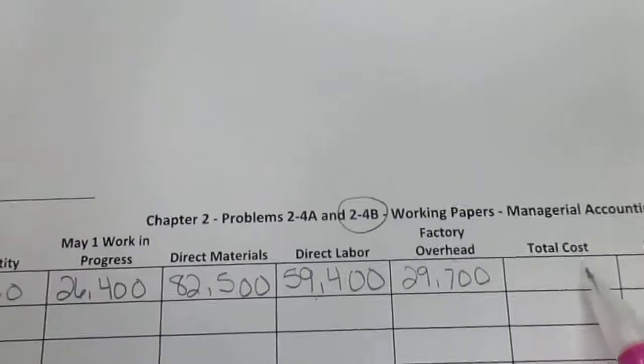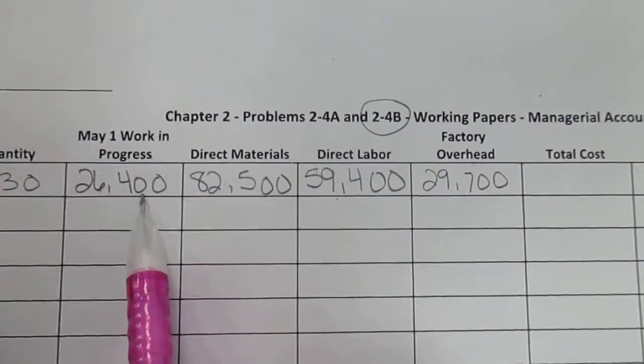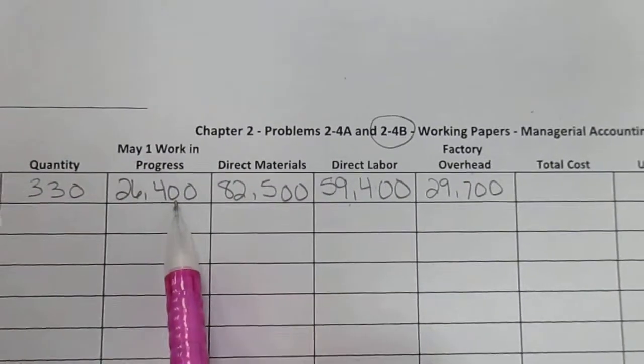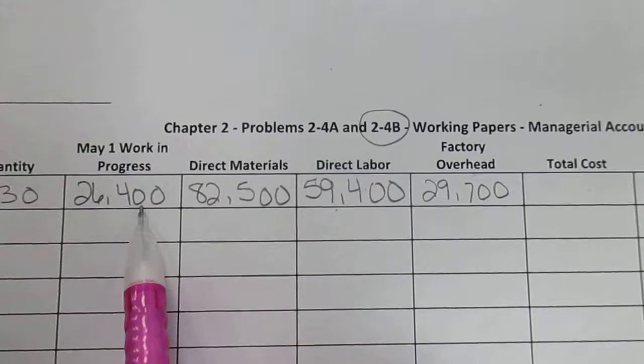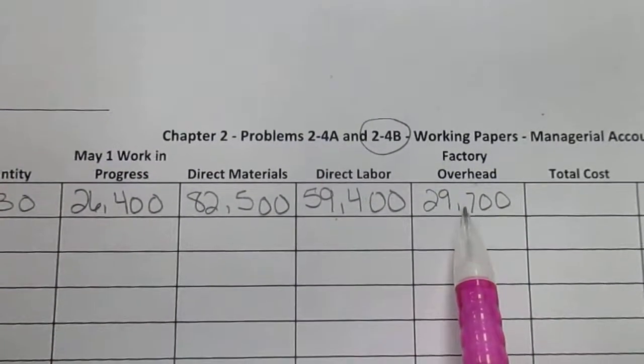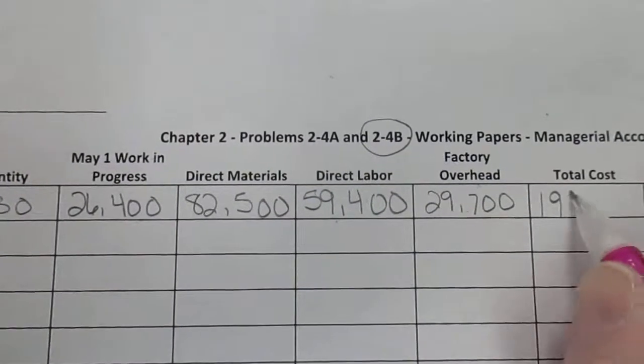Okay. So now it wants to know our total cost. So I'm going to take from $26,400 over to the $29,700 and add those numbers together. And I get $198.